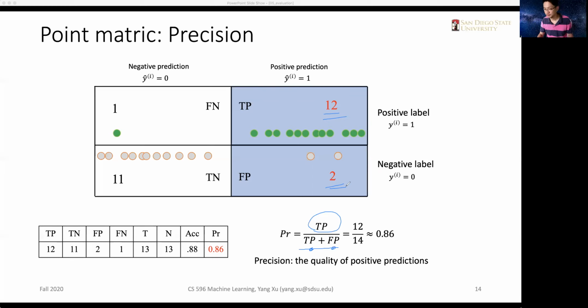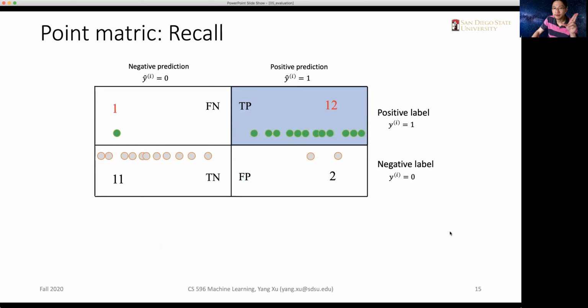So if your precision is low, then probably the model simply inclines to make more positive predictions. So we want the precision to be high, right? Not just the accuracy. That's our first metric other than the accuracy. And we will have another one that deals with the false negatives.